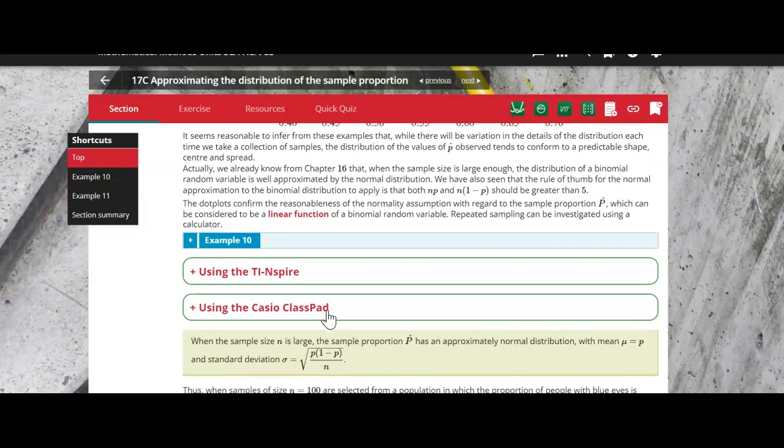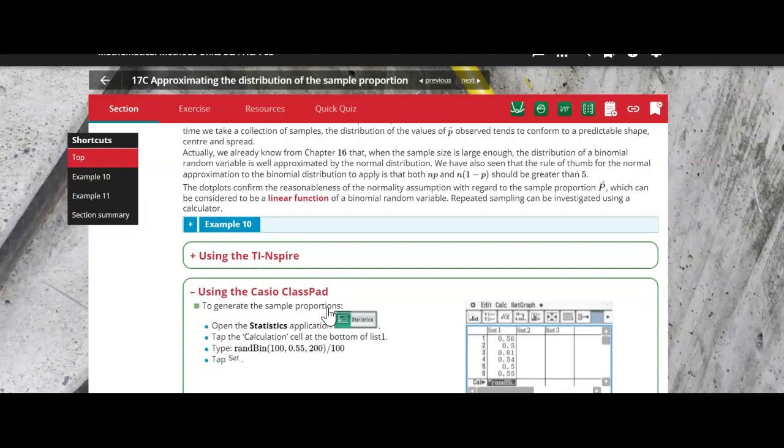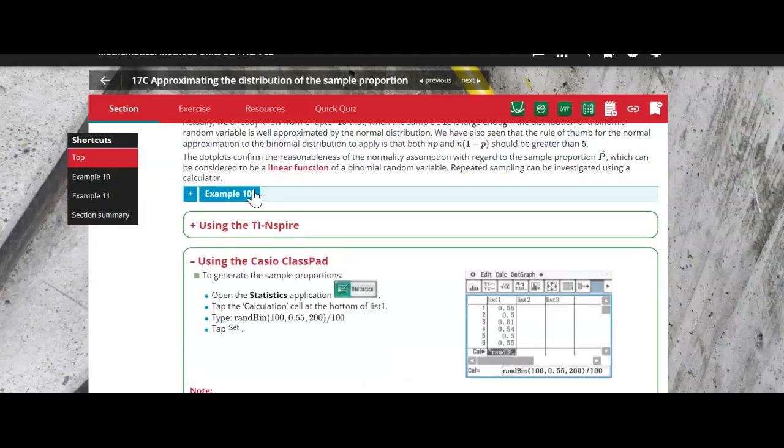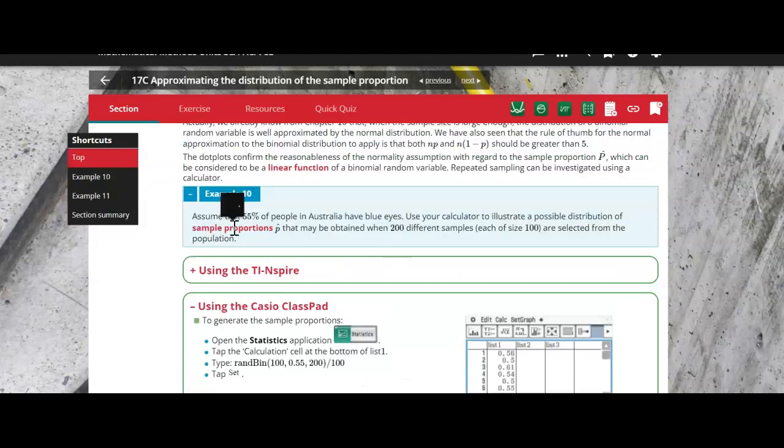You don't really need to know anything on the calculator here. These instructions just show you how it works. What the calculator has done is look at random values for a binomial distribution. I'll look at the example, it might make sense. Assume that 55% of people in Australia have blue eyes.